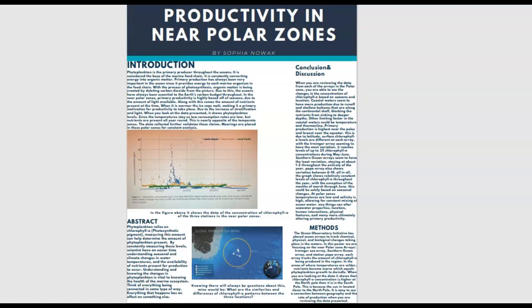Phytoplankton relies on chlorophyll A, a photosynthetic pigment. Measuring this amount can help determine the amount of phytoplankton present. By constantly measuring these levels, scientists have an easier time understanding seasonal and climate changes in water temperatures and the availability of nutrients present for production to occur.